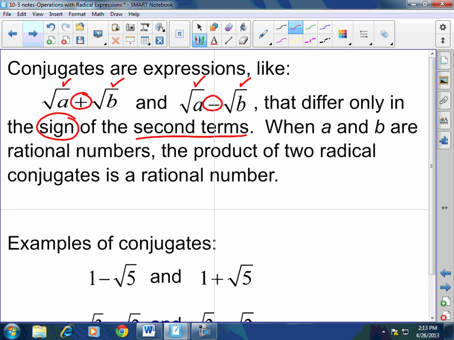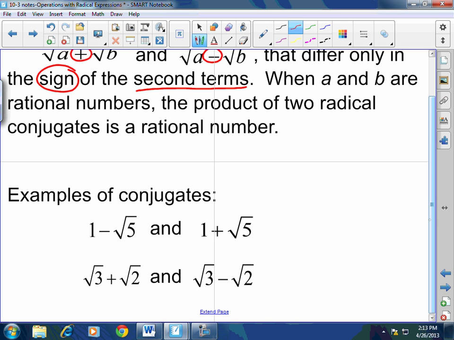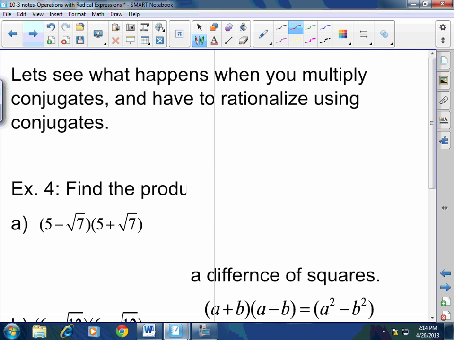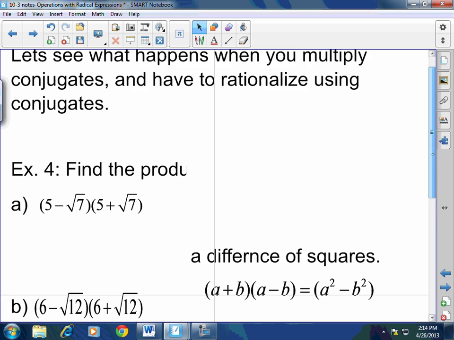So let me show you some examples of what conjugates are. 1 minus the square root of 5 and 1 plus the square root of 5, those are conjugates. Square root of 3 plus square root of 2 and square root of 3 minus square root of 2, those are conjugates. Okay? Does that make sense? Now let's see how to work with this. See what happens when you multiply conjugates and when you rationalize using conjugates.